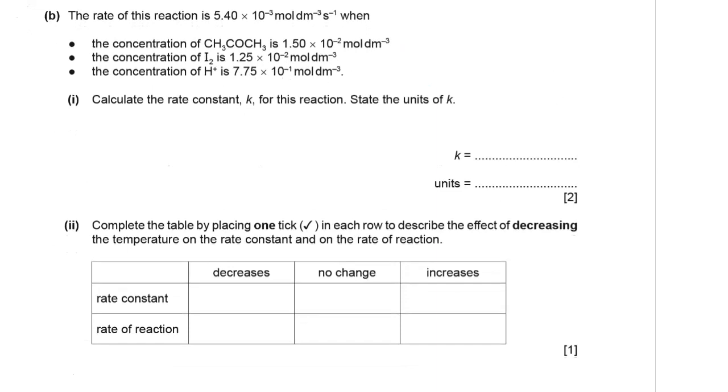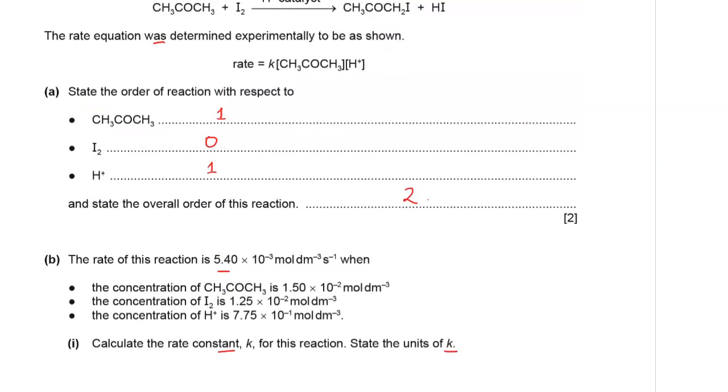Part B: the rate of this reaction is 5.4 times 10 raised to the power minus 3 moles per liter per second, when the concentration of propanone is given, the concentration of iodine is given, and the concentration of hydrogen ion is given in moles per liter. Calculate the rate constant k for this reaction. Of course, give the units. You need to make k the subject from this rate equation.